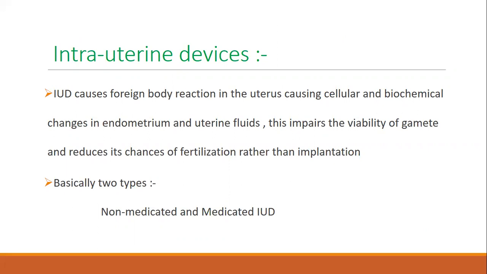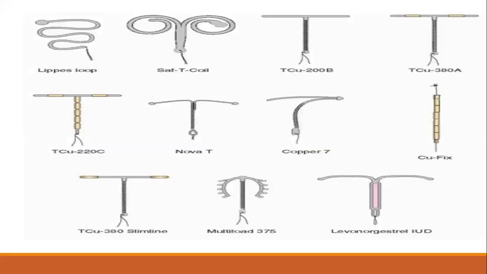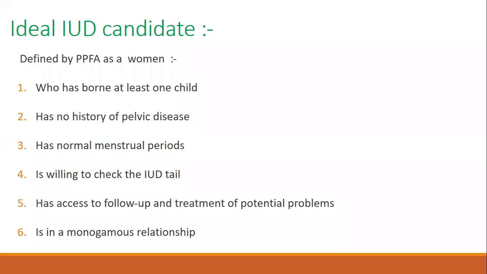This impairs the viability of the gamete and reduces its chance of fertilization rather than implantation. IUDs are basically of two types: non-medicated and medicated. This image shows various types of IUDs, like the Lippes loop, then copper devices: copper T200B, 380A, 220C, Nova T, and copper multi-load device 375, and levonorgestrel, which is also called Mirena IUD.